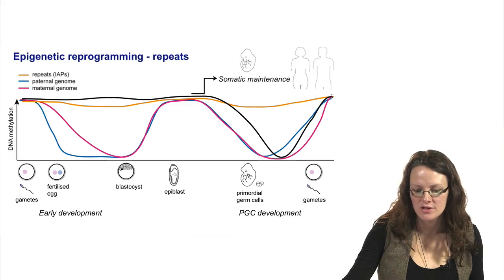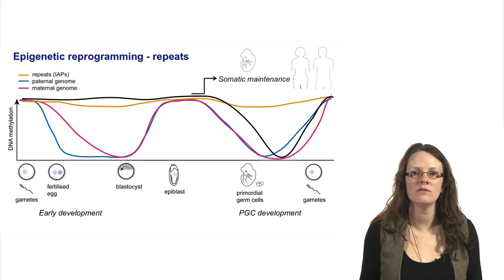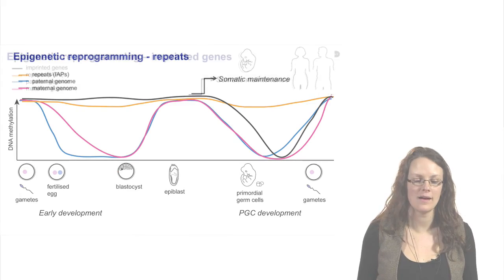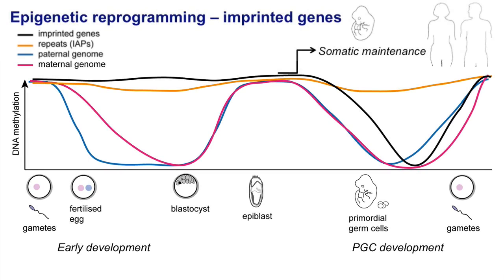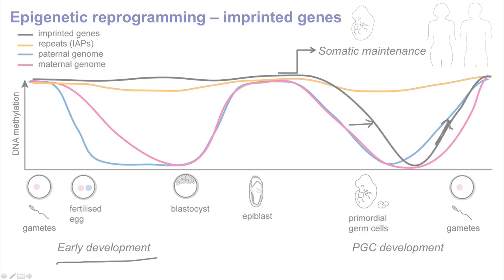Instead, the imprinted genes are a second class of genes that we're really going to spend most of this week thinking about. The imprinted genes, which are now shown in a black line in this image, undergo reprogramming in the primordial germ cells, but resist the reprogramming that's found in early development. In the primordial germ cell development, we know that they are cleared a little bit later than the rest of the genome, but their resetting happens at about the same rate.